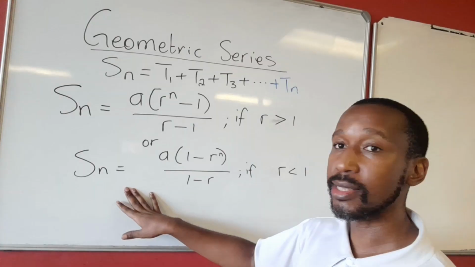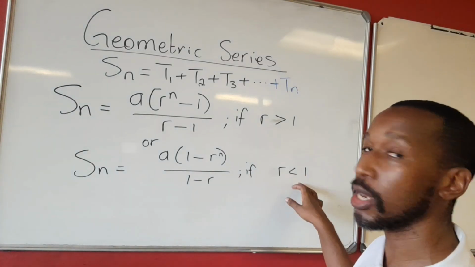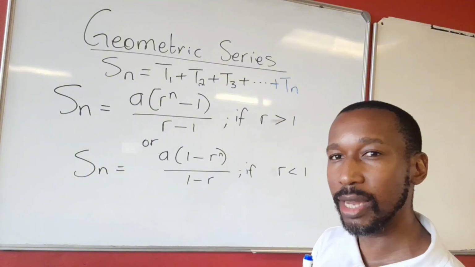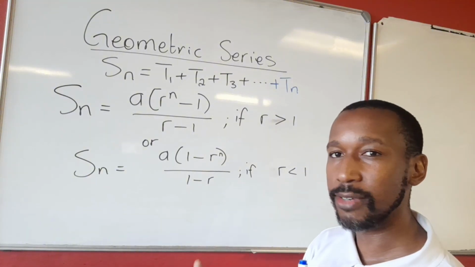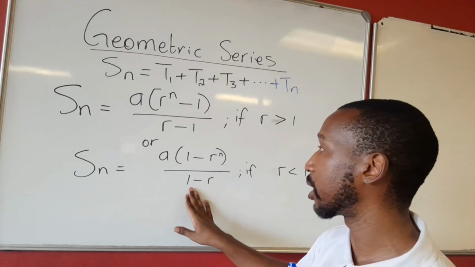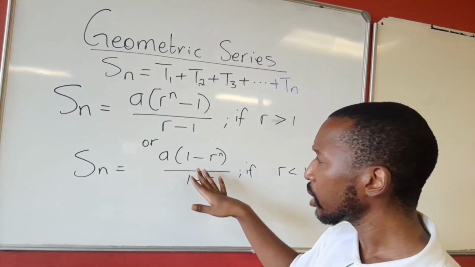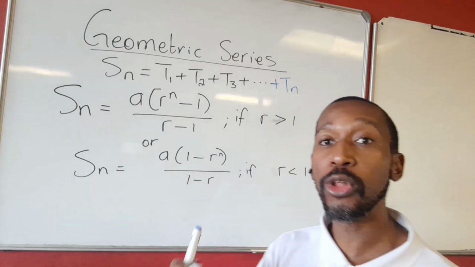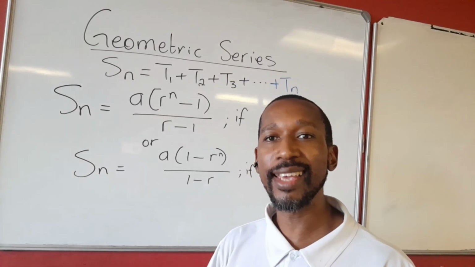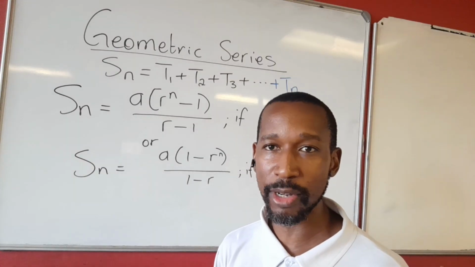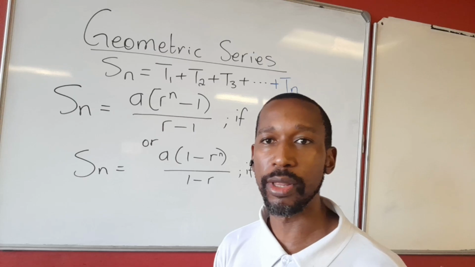Then we have this case that if r is less than 1, so either a fraction less than 1 or it's a negative number, we are going to use this formula here where the 1 and the r are swapped around. So this is going to be able to add all the terms for us. Then we can get the series of that particular geometric pattern that we are working with.